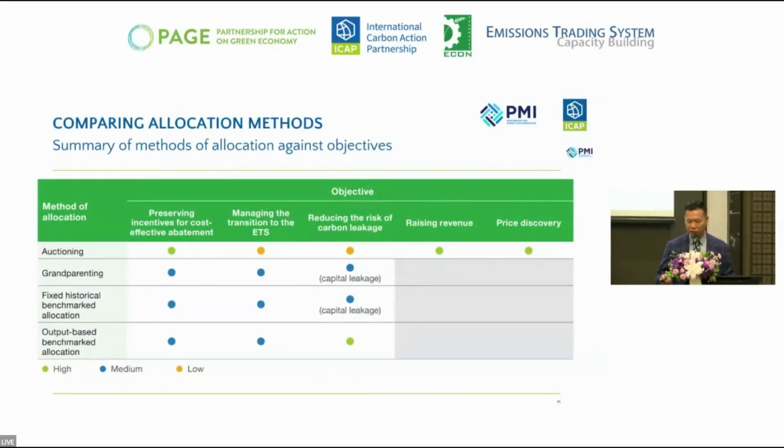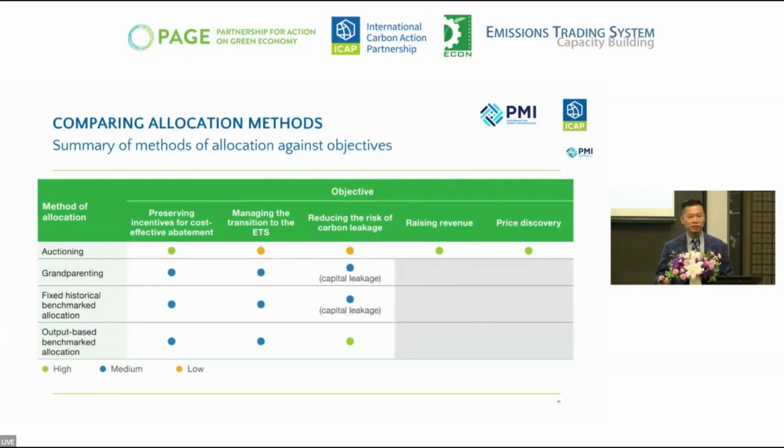In this table, we see the auctioning is relatively good. It has the strongest incentive for cost-effective abatement, green, and you can raise revenue, green. It can help to discover the price, green, and it's not very good in managing transition to a new ETS. It's not very good at reducing carbon leakage, but in general, I think auctioning is better than free allocation.